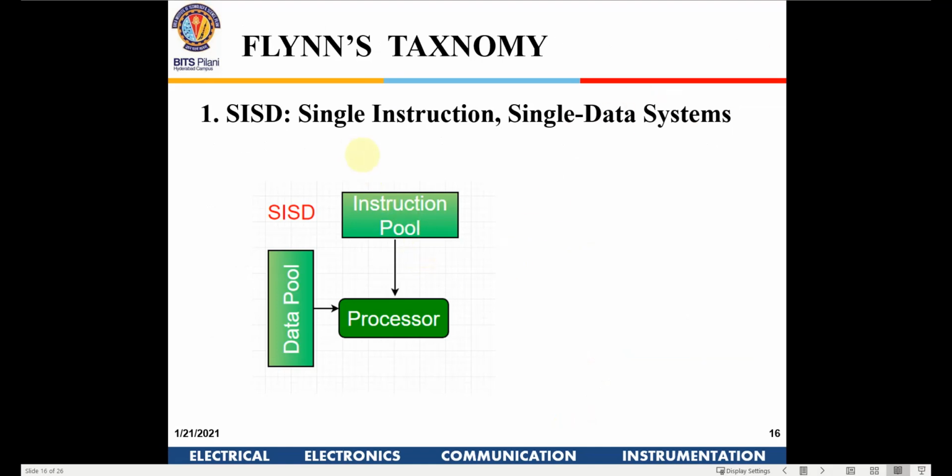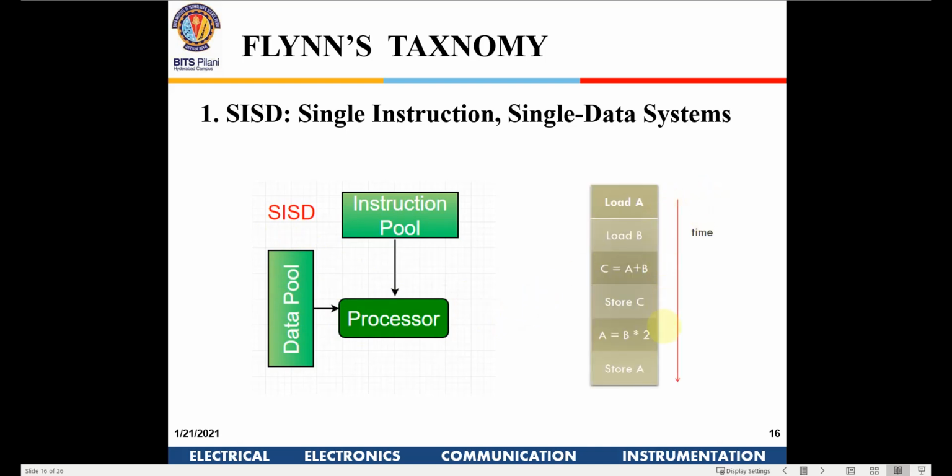Let us now see a few more technical terms of microprocessors. This is actually the classification of microprocessors. As per the classification, the first class of microprocessors is known as SISD. It stands for single instruction, single data systems, in which there is a single processing unit. It takes instructions serially from the instruction pool, and there is a single data pool. So this is known as a single instruction, single data system.